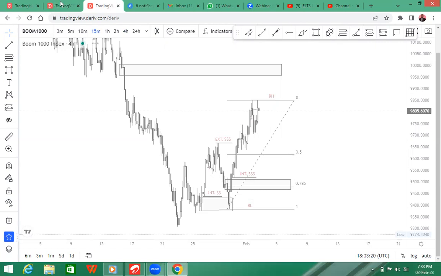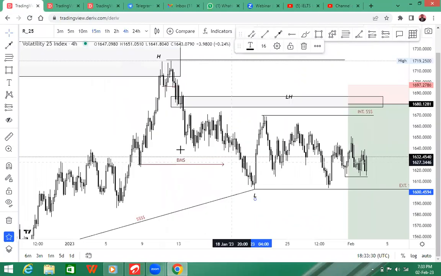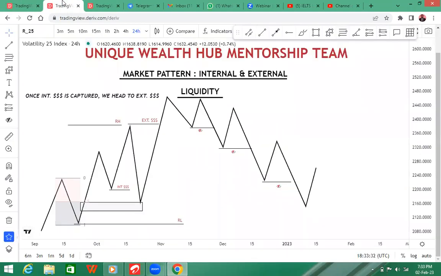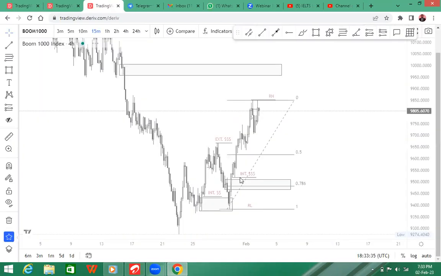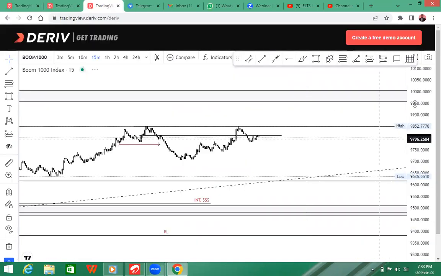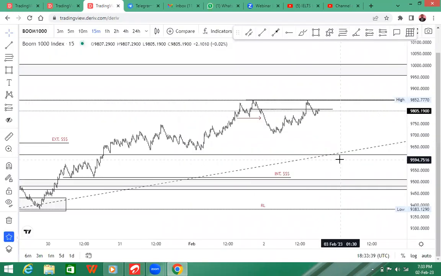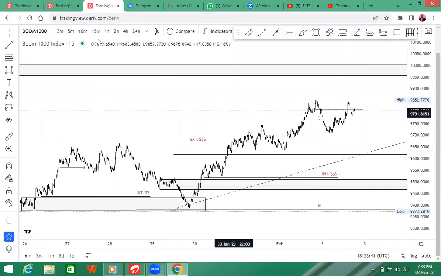So let's look at maybe another asset. Let's look at another asset. Oh, is my system slow? Okay, let's look at another asset. Do I need to send this?